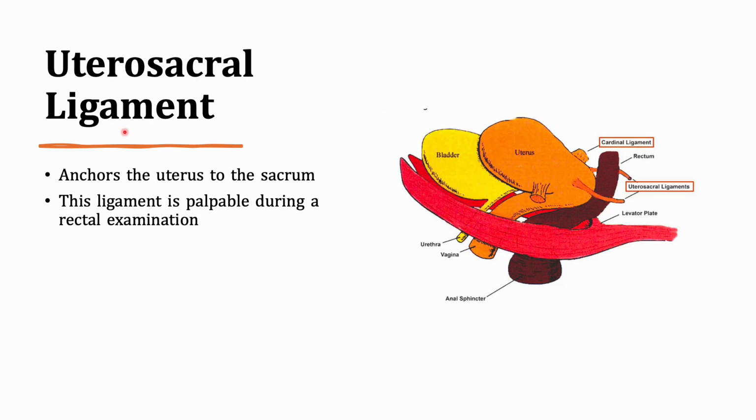Okay, so now we're going to talk about the uterosacral ligament, and as the name sounds, this is anchoring, not connecting. This is kind of like a safety belt, honestly. This is what I think about when I think of the uterosacral ligaments, and even the cardinal ligament: a seatbelt. So this is anchoring the uterus to the sacrum, and you can see it right here. It's literally forming a circle around it. And this ligament is actually palpable during a rectal exam.